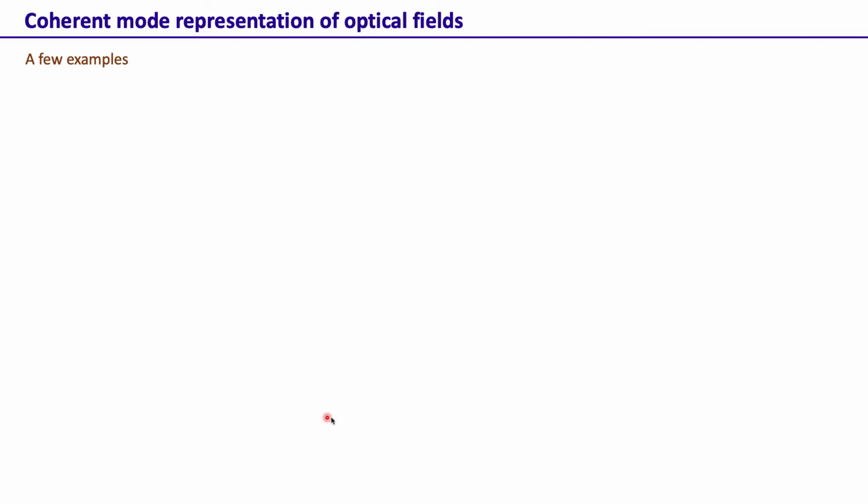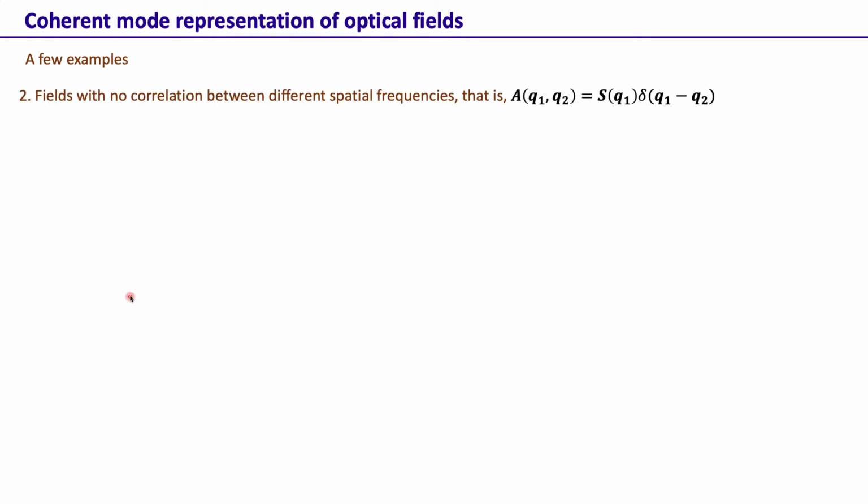Let's look at another example. Again, I will just repeat myself here. In the context of spatial correlation, we looked at fields with no correlation between different spatial frequencies. That is, the angular correlation function A(q1, q2) is of this form, S(q1) delta(q1 minus q2), and for this we can write the cross spectral density function between rho 1 and rho 2 in this form. Well, that's a generalized Wiener-Khintchine theorem.